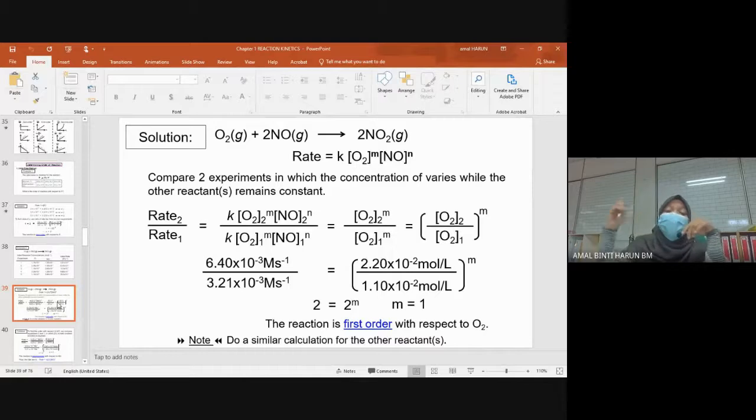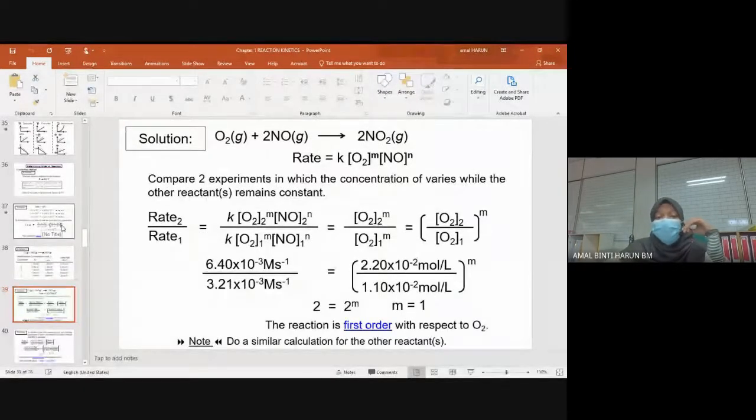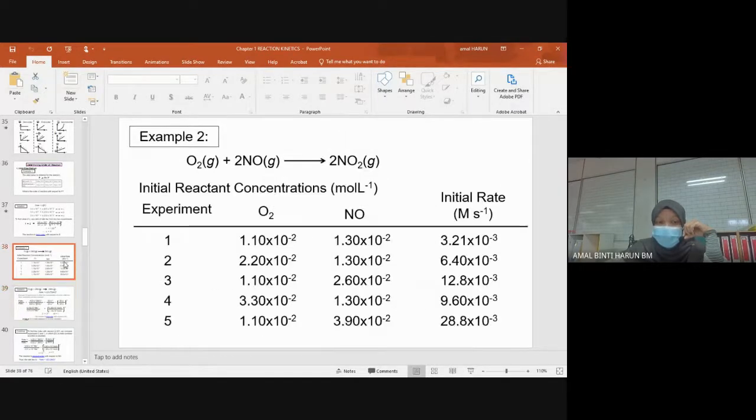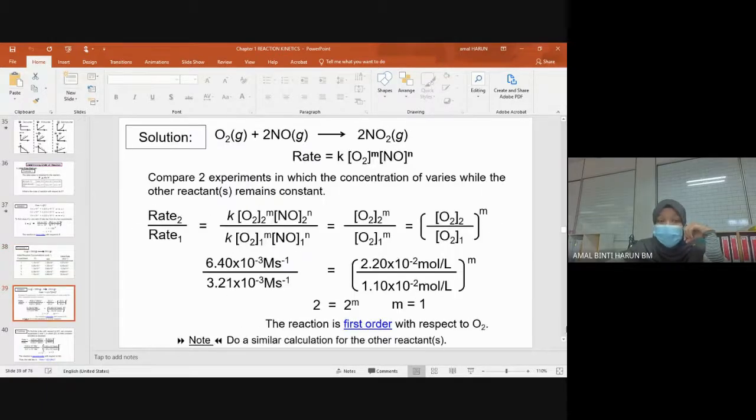So what we need to do, for example, is take experiment 2 divided by experiment 1. When we do this, we write the rate law for experiment 2 and the rate law for experiment 1. We divide the whole rate law of experiment 2 by the whole rate law of experiment 1. Looking at data 1 and 2, what is the same? The concentration of NO is the same. So since the concentration of NO is the same, now we cancel the concentration of nitrogen monoxide.